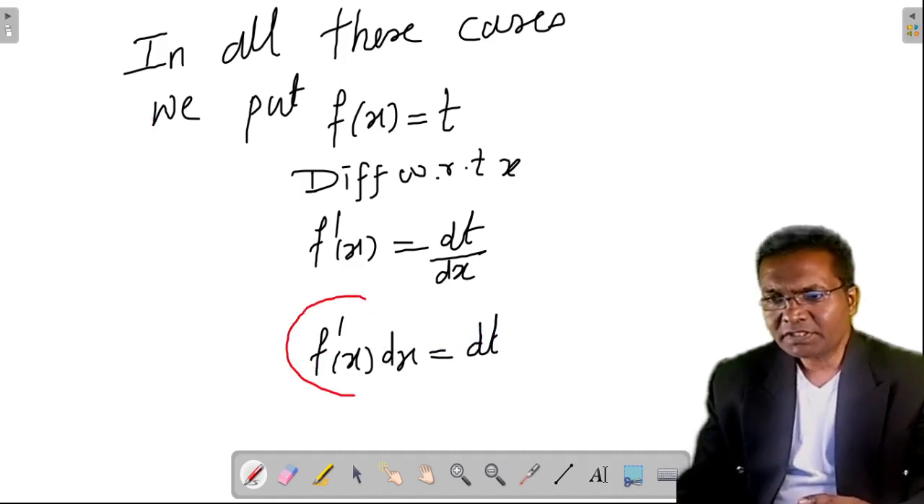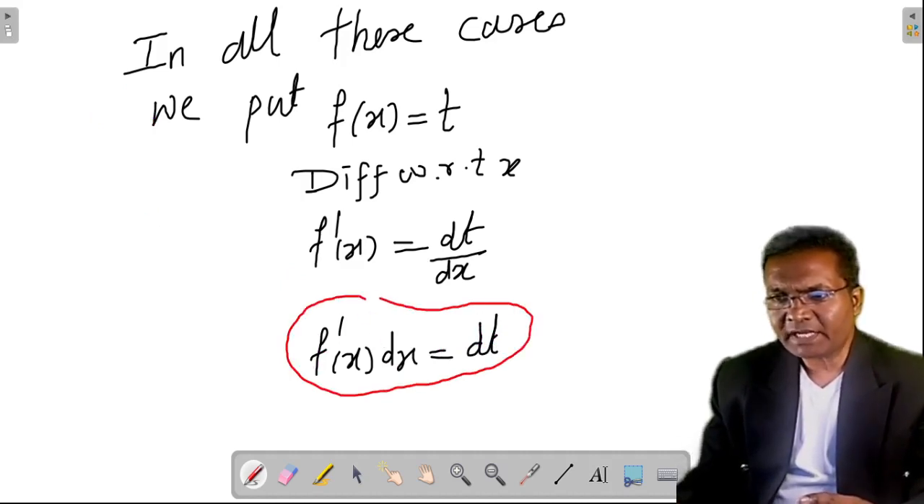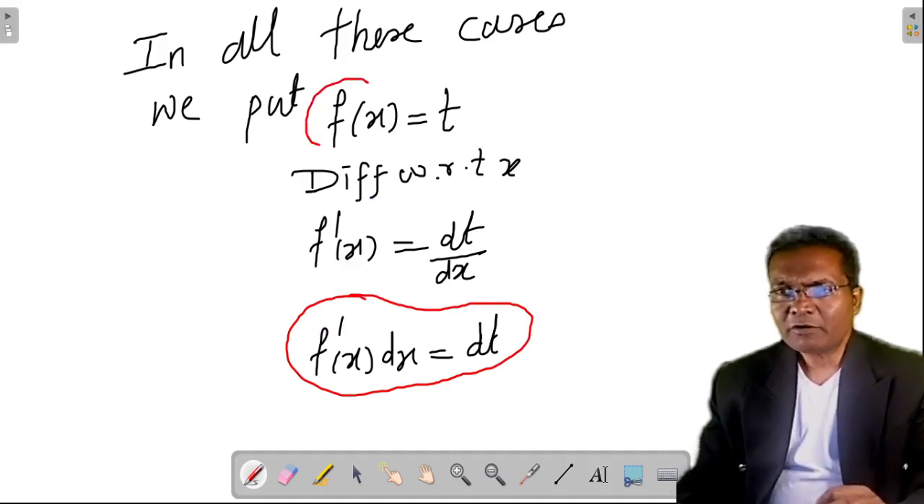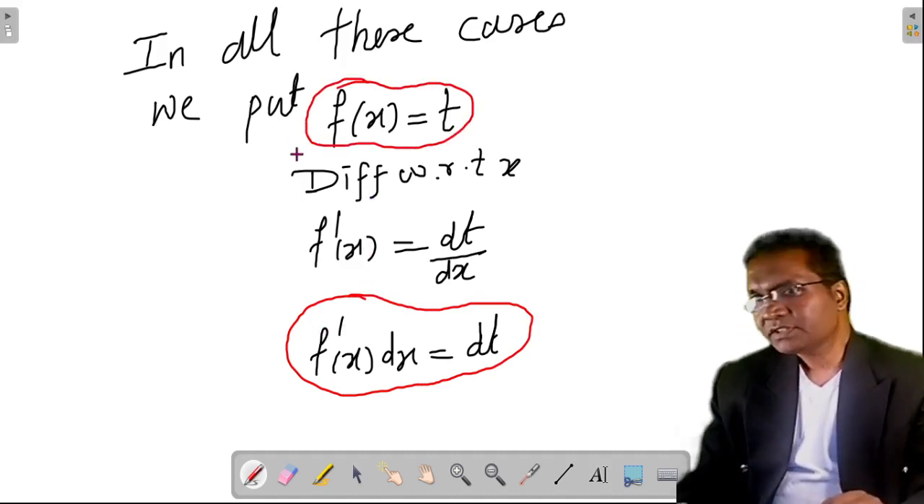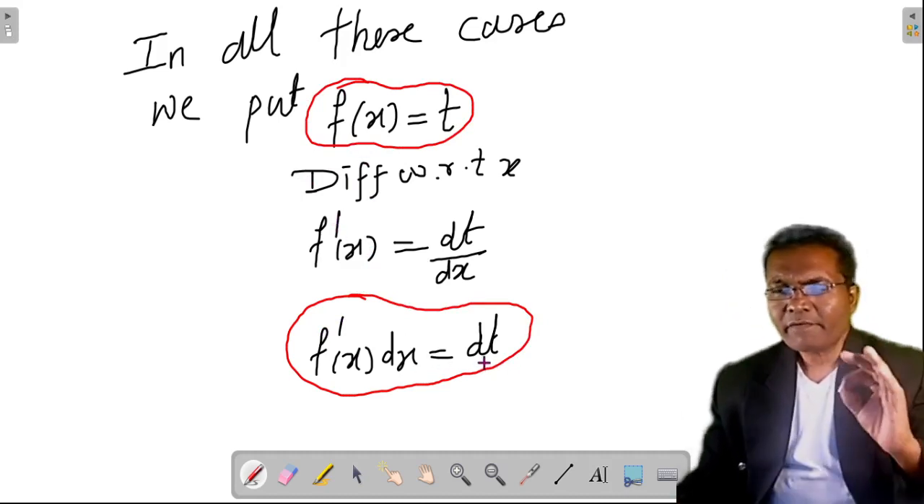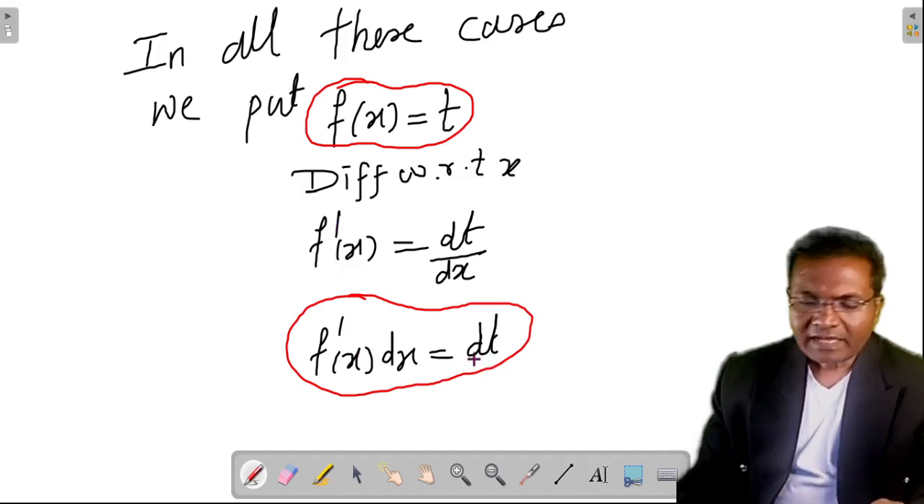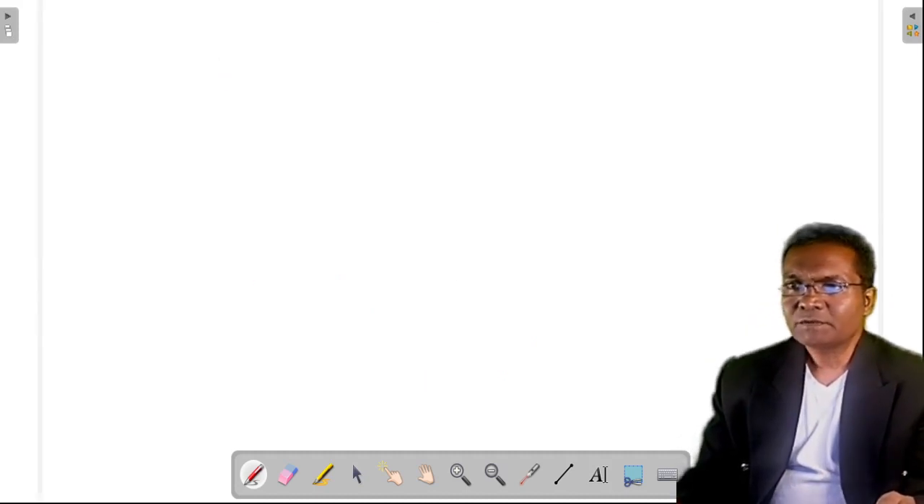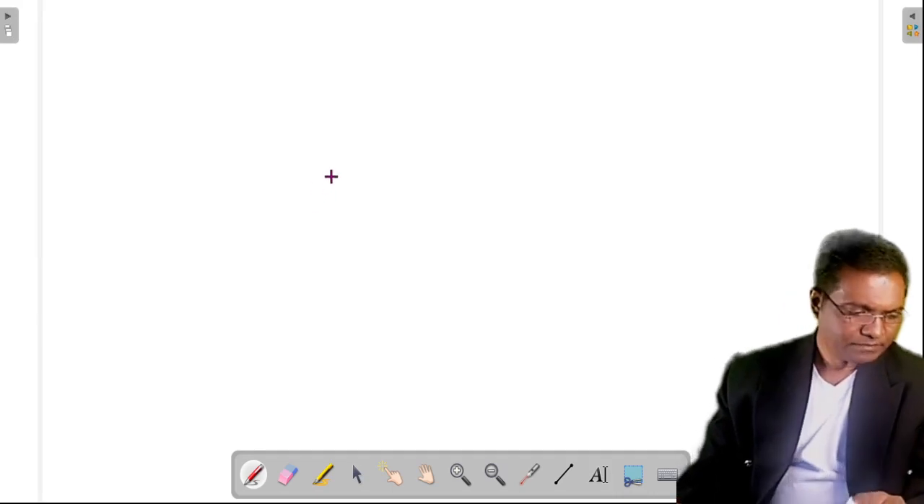On substitution, this term used to be within the integrand. That is the reason why you have to put f of x is equal to t and f dash x dx as dt. We will understand with the help of an example in a better way. Here is the example.